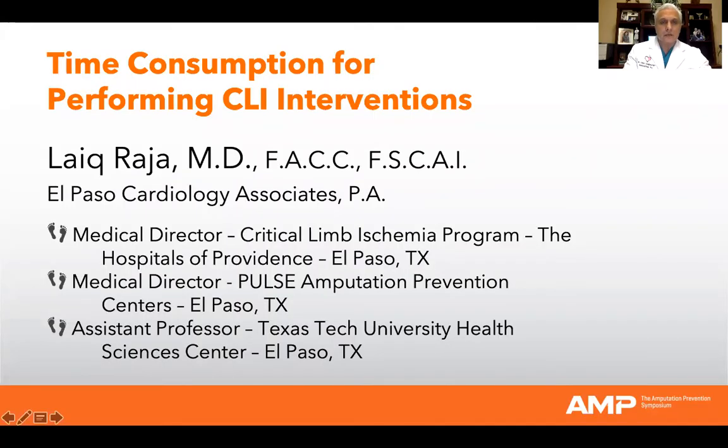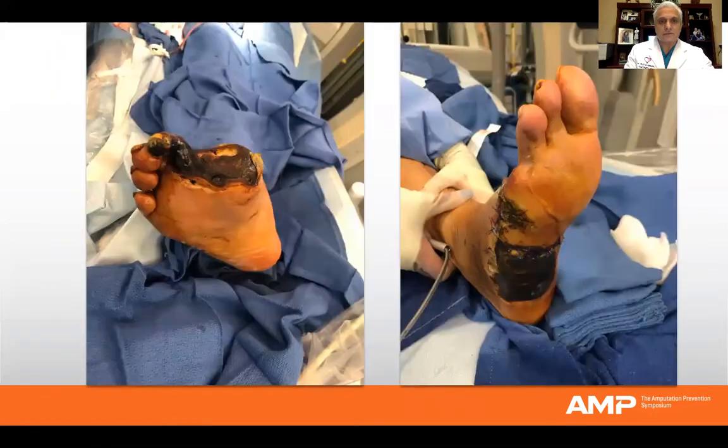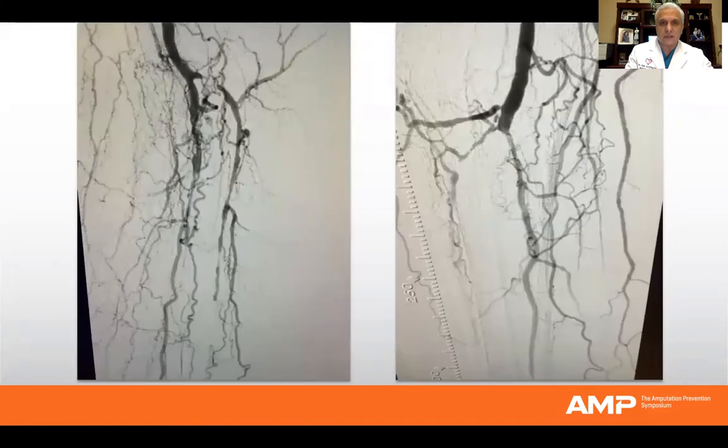I would like to start by introducing my topic for this talk. The topic of my talk today is time consumption for performing CLI interventions. These are my disclosures. When we talk about critical ischemia, we are talking about Rutherford class 5 and 6, a patient with gangrene and very end-stage disease.